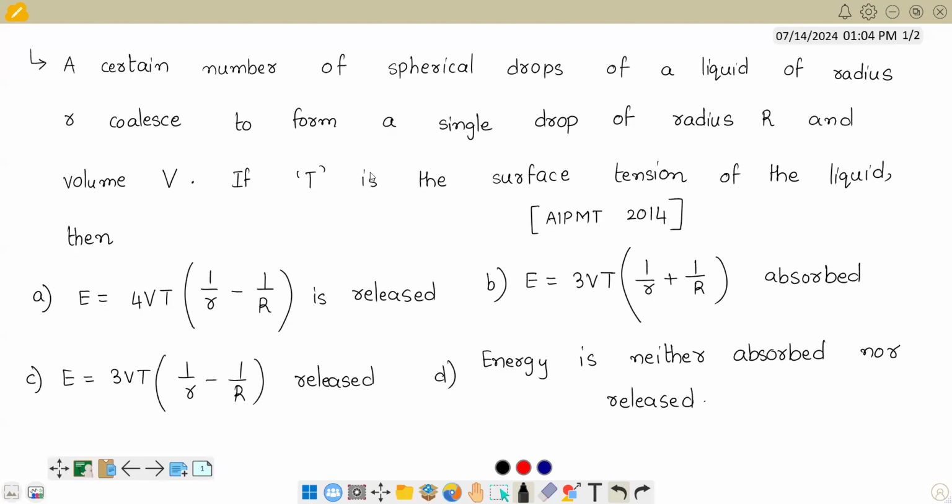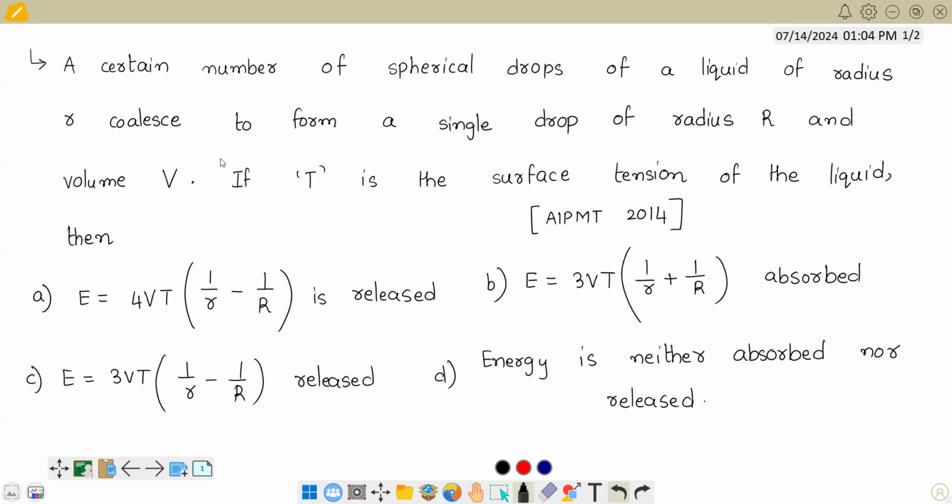Hello students, the question says a certain number of spherical drops of liquid of radius small r coalesce to form a single drop of radius capital R and volume V. If T is the surface tension of the liquid, then, so as given, four options. If you notice it carefully, here the answer is given in terms of volume. So we have to find the surface energy of initial droplets and final drop in terms of volume.